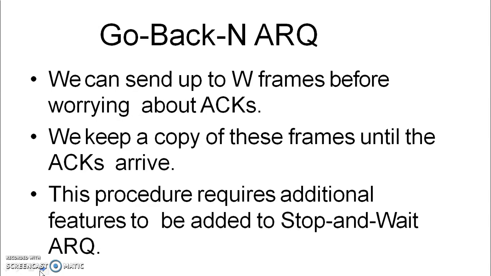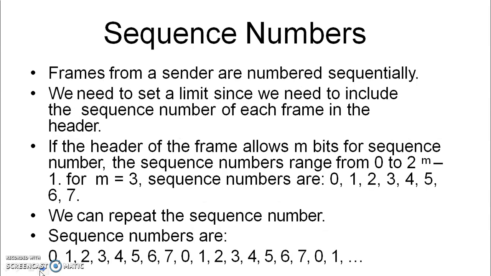So in go back N ARQ, the sender can send up to W frames without worrying about the acknowledgement. If it does not receive the acknowledgement, it will keep all the frames and it will resend in two cases: once if it does not receive any acknowledgement and the timer is out. So this procedure is an additional procedure which was not there in stop and wait, but we have got in go back N. So now we move on to sequence numbers.